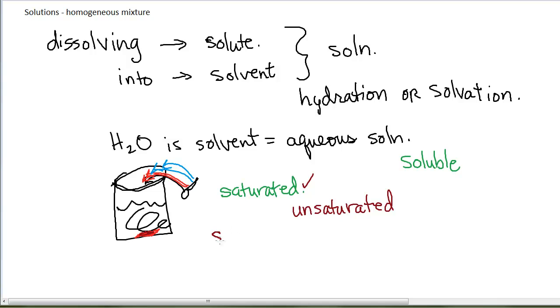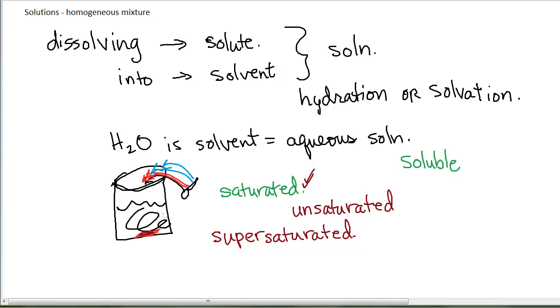There is also a third condition for a solution. It's a special case called supersaturated. In a supersaturated solution, you have somehow tricked the solution into dissolving more than what would saturate it. So for example, if I kept spooning in, and it got saturated, then I would somehow manipulate the solution to make all of that solid go into solution.